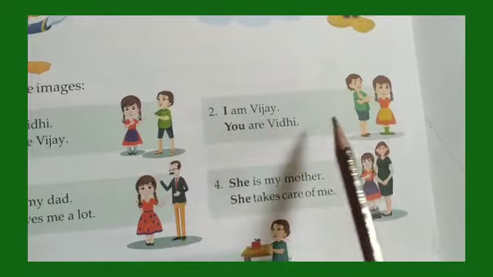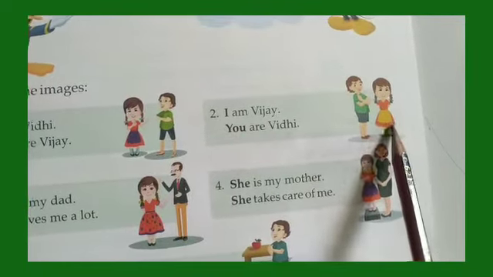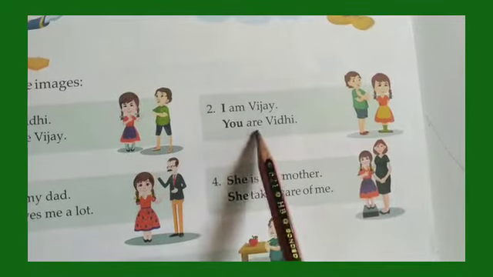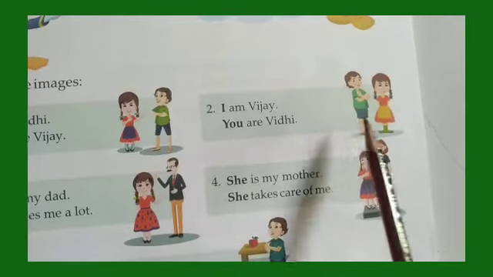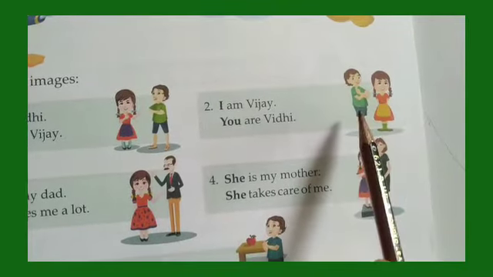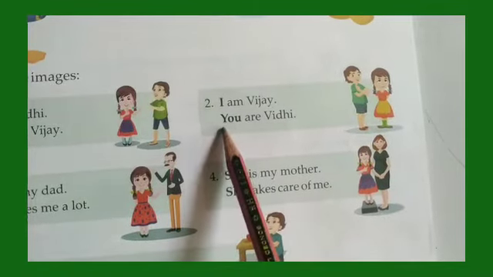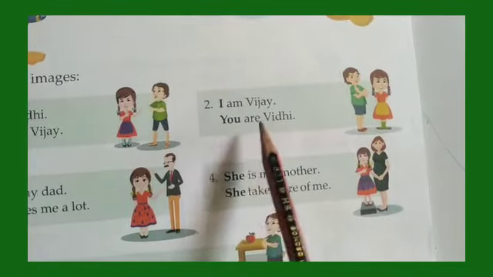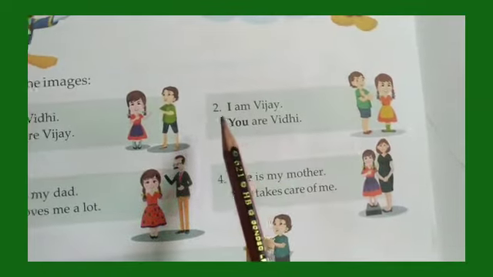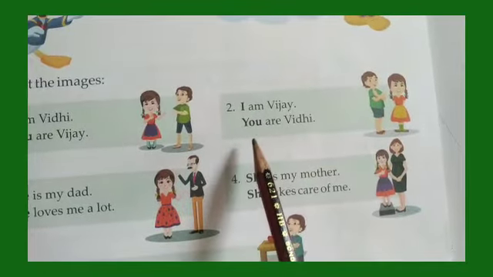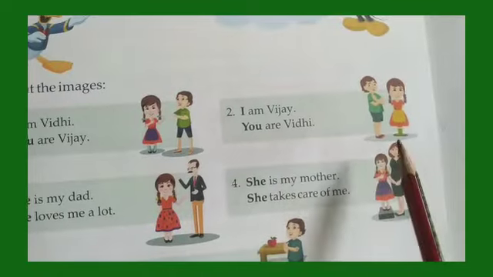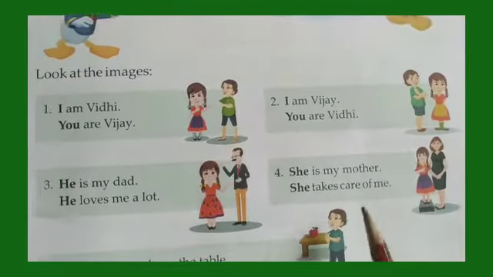I am Vijay. Now, Vidhi. Vidhi is a girl. You are Vidhi. Vijay is talking about someone else. So, what is the word we use? You is used here. Okay. You are Vidhi. So, I and you can be used for a boy, girl, man, woman, right?